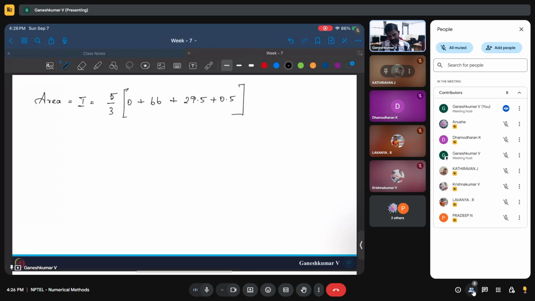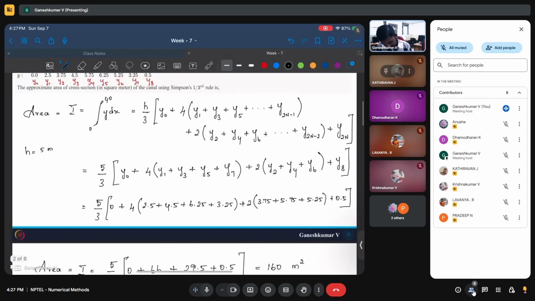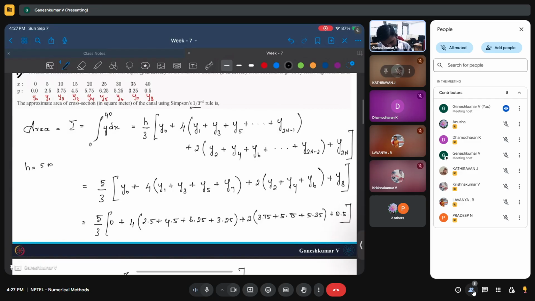How much is this? 29.5 plus 66, this is 96 into 5 divided by 3. So I'm getting something like 160. Since it's an area, and all these are given in meters, it's 160 meter square. Okay, this is the cross-sectional area of the canal. So this is Simpson's 1/3 rule, which is what is being asked.